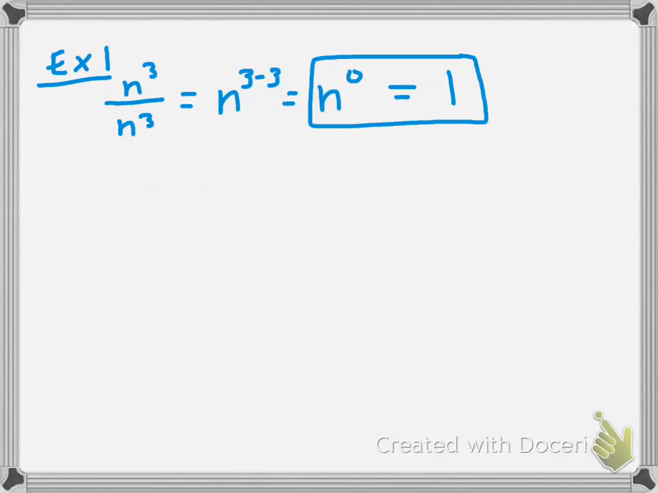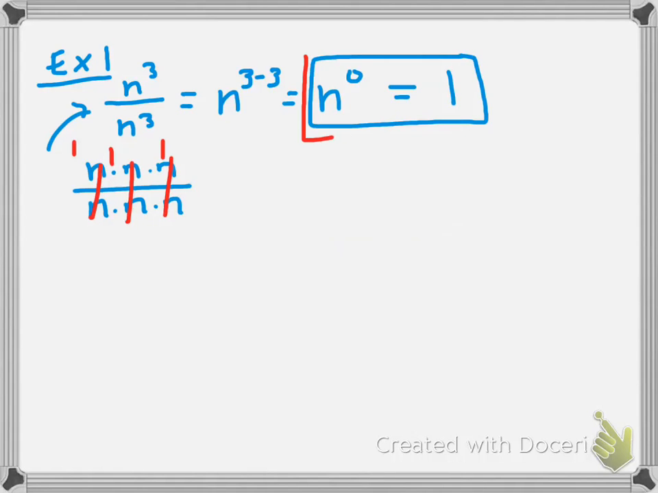And that's because, if we're looking back here, that's n times n times n divided by n times n times n. N divided by n is 1. N divided by n is 1. N divided by n is 1. So that's why n to the 0 power is the same thing as saying 1.